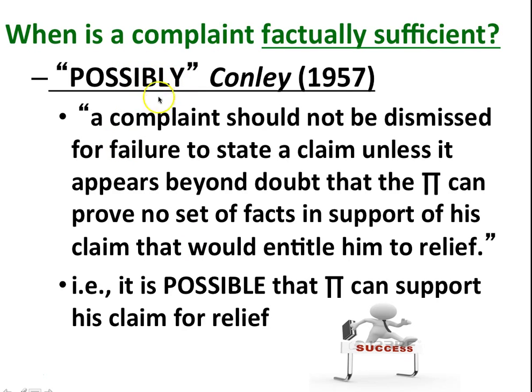Conley's case said that a complaint should not be dismissed unless it appeared beyond doubt that plaintiff could prove no set of facts in support of his claim that would entitle him to relief. In other words, if there were sufficient facts in the complaint that a court looking at it could say, well, plaintiff could possibly win on that because in discovery they could get more information, then plaintiff had enough facts, the complaint was factually sufficient. It's a very low standard for the plaintiff. As long as the court thought plaintiff could possibly recover, 8(a)(2) was met.